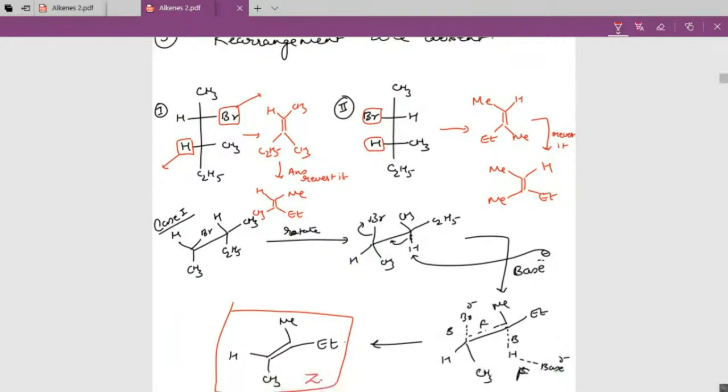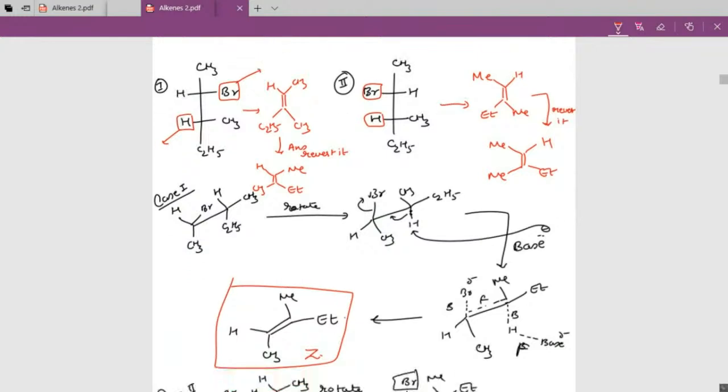Now a question may come, what if one group is on vertical and the other is on horizontal? Then what we have to do is just remove those groups and draw the alkene, and that alkene itself is your answer. Then no need to revert. You have to revert only when both the groups are on horizontal or both the groups are on vertical. But if there is one vertical, one horizontal combination, no need to revert your answer, just report directly.